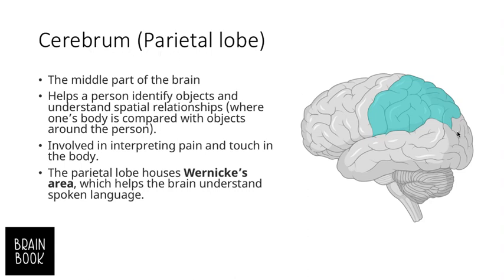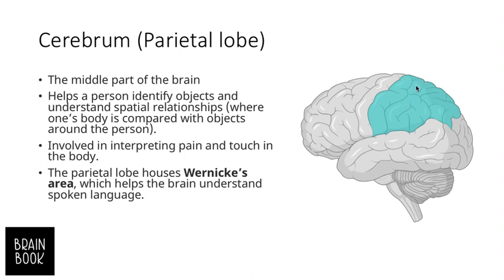There is another part which is the parietal lobe. As you can see here, it exists in the middle part of the brain. It helps a person identify objects, understand spatial relationships, and it works together with the cerebellum for our spatial recognition. It's involved in interpreting pain and touch in the body.